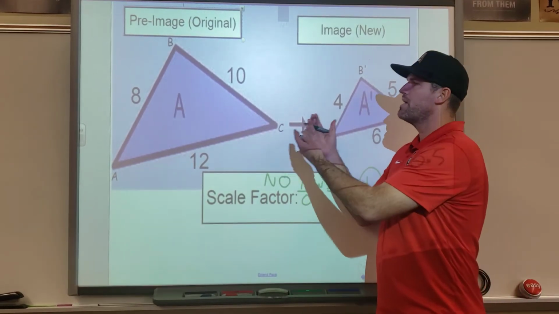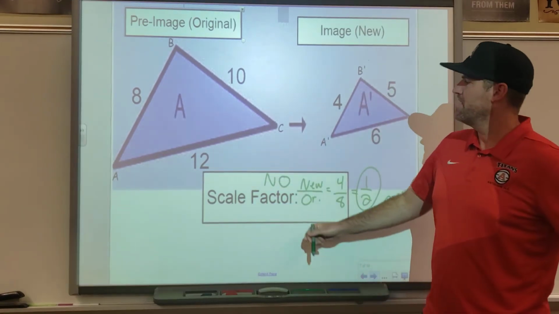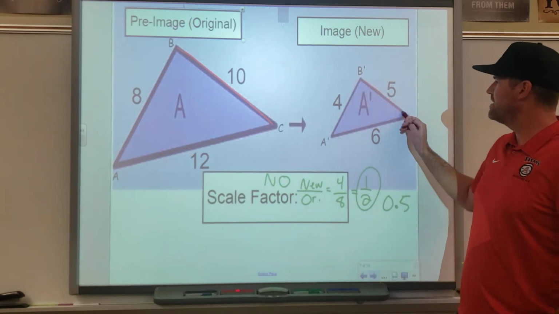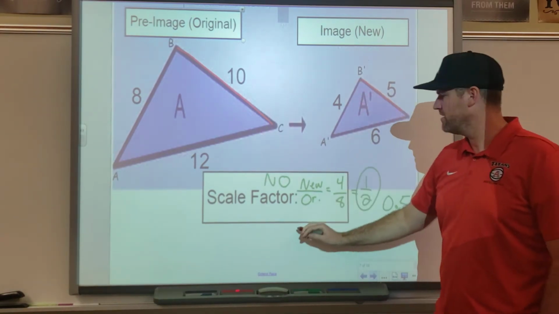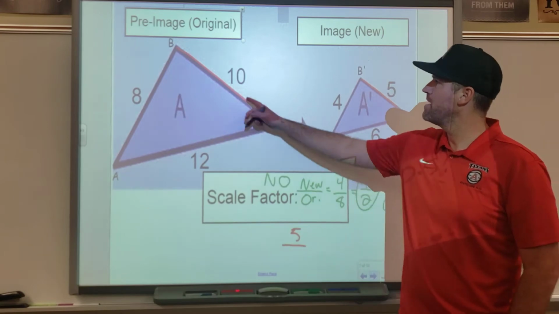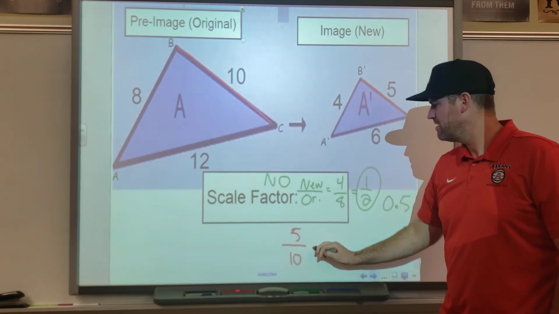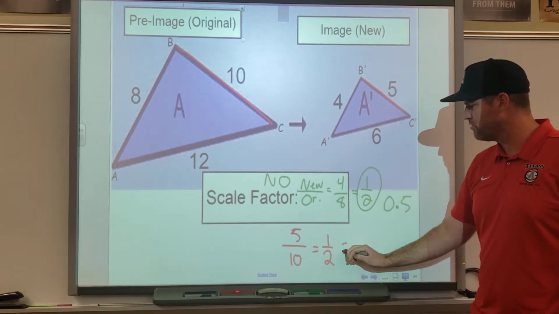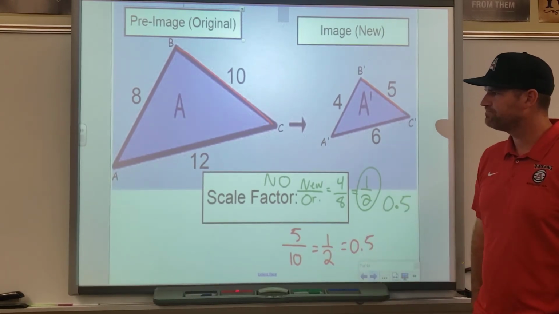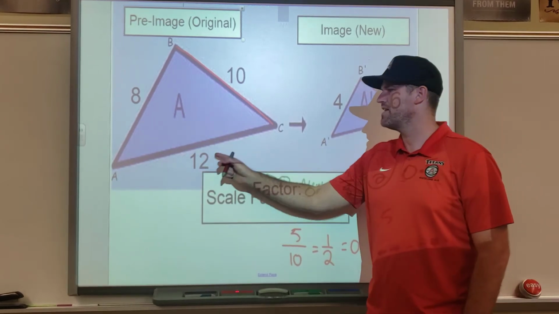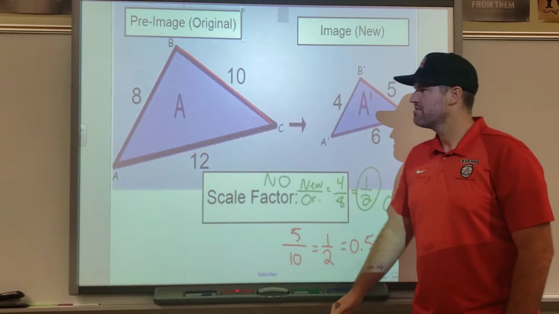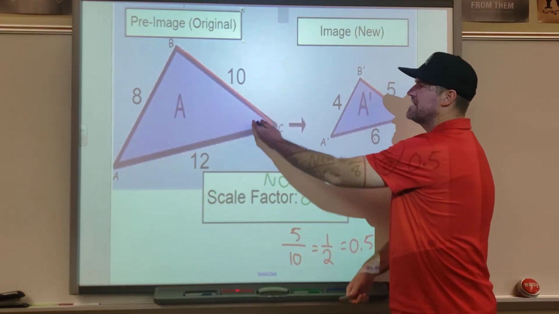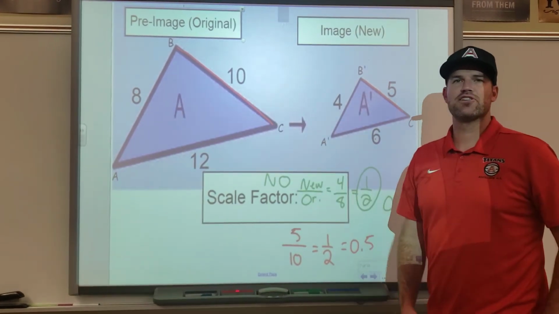It doesn't matter which pair of corresponding parts you use. If I did the same thing using this side and this side, and I take my new length, which was 5, divided by my original, which was 10, I'll still get 1/2, right? Same scale factor, or 0.5. Same thing would happen here. 6 divided by 12 would be 1/2. So the scale factor is 1/2. It also makes sense that it's 1/2 because it did get smaller. So we know the scale factor should be less than 1.